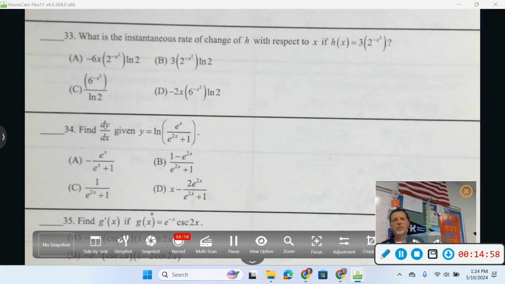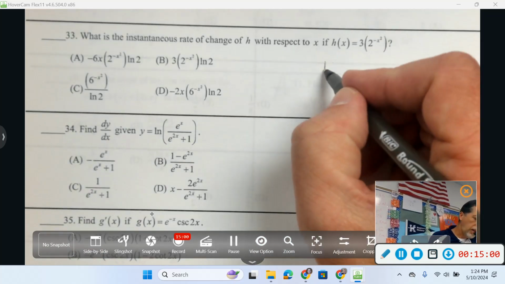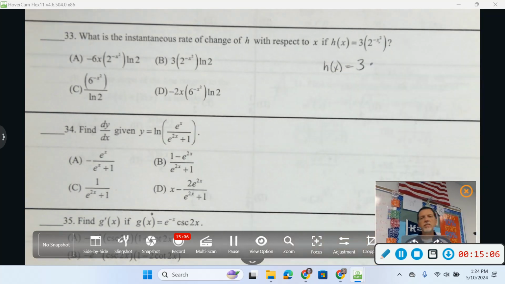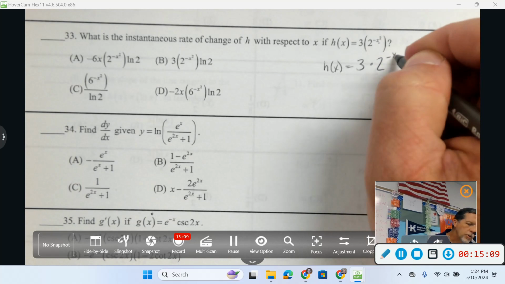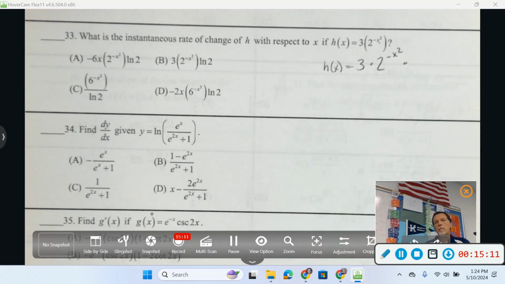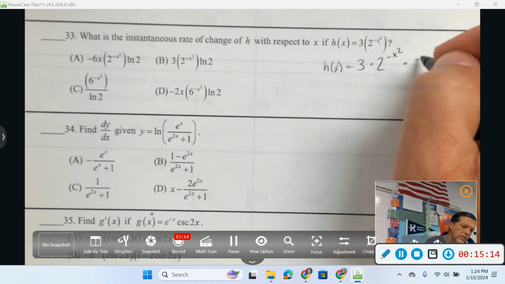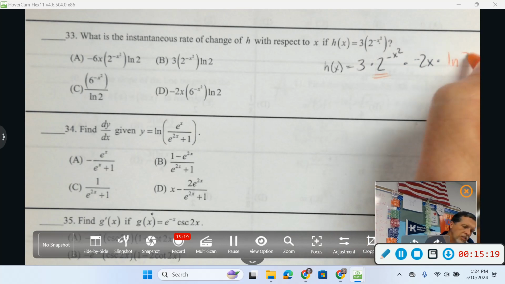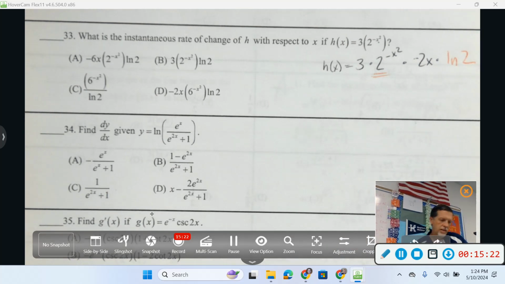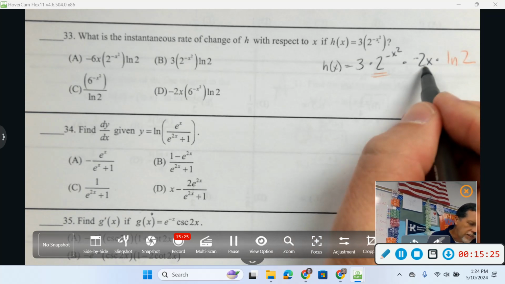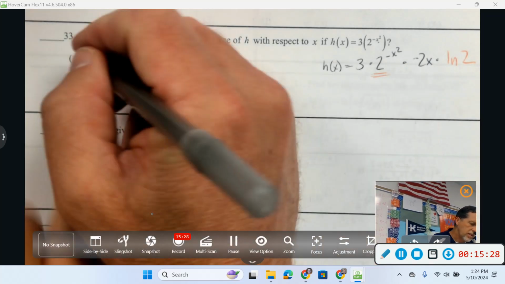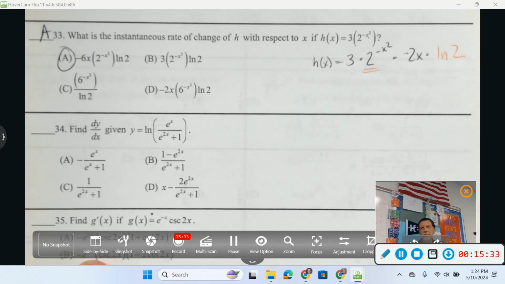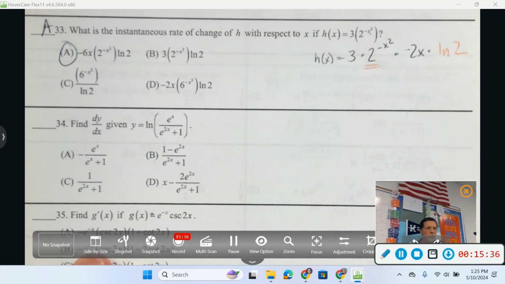Instantaneous rate of change, so derivative. Let's see, 3's along for the ride. This is an exponent, so the exponent stuff stays the same. 2 to the negative x squared. But the derivative of negative x squared is negative 2x. And because the base isn't e, I need a natural log of 2. So what is that? Negative 6x out front. Answer A. Not hard, but lots of rules thrown in there.